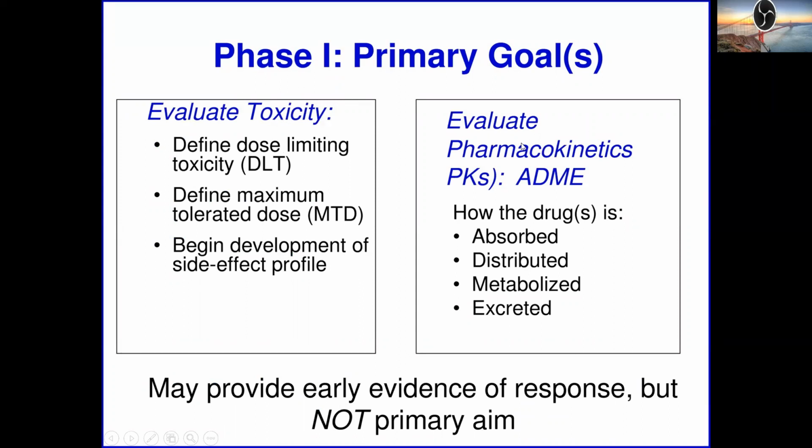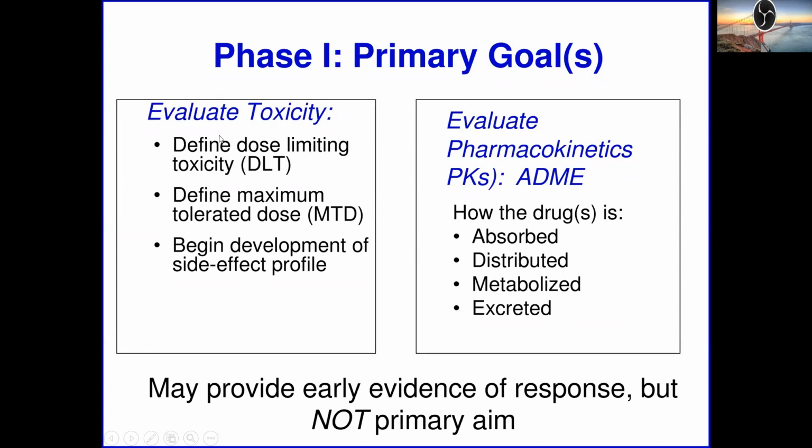As I said, the primary purpose of phase 1 is to evaluate the toxicity and to study the kinetics. Basically, how the drug is absorbed, distributed, metabolized, and eliminated from the body. It may provide, I repeat, it may provide some evidence of response, but it will not be a primary aim of this phase 1. The main purpose is to define the dose limiting toxicity or the maximum tolerated dose.